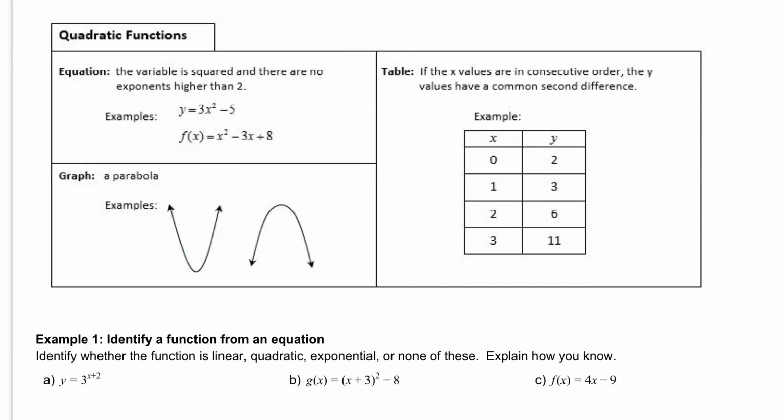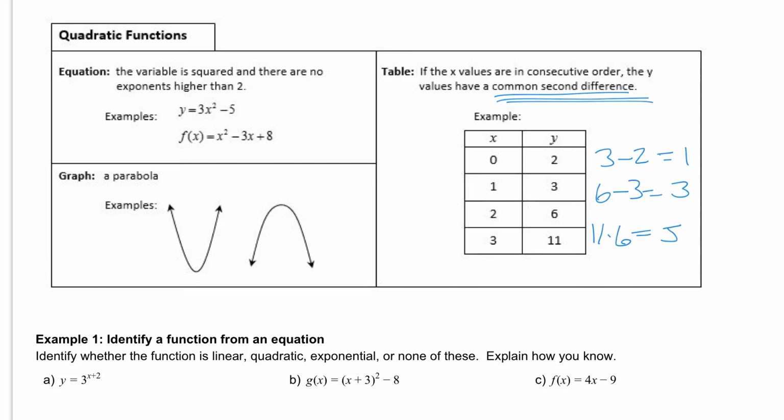In our table here, to indicate whether this is a quadratic function, we are looking for what we call a common second difference. So linear is a common first difference, quadratic is a common second difference. So what's going to happen is you're going to again subtract, starting from the bottom, going up. We would get 11 minus 6, which will give us 5. 6 minus 3, which gives us 3. 3 minus 2 gives us 1.